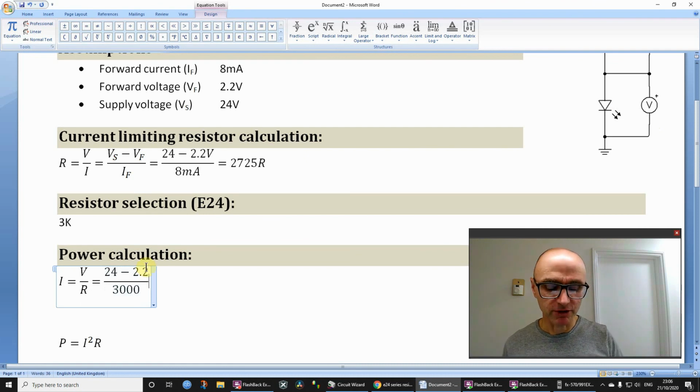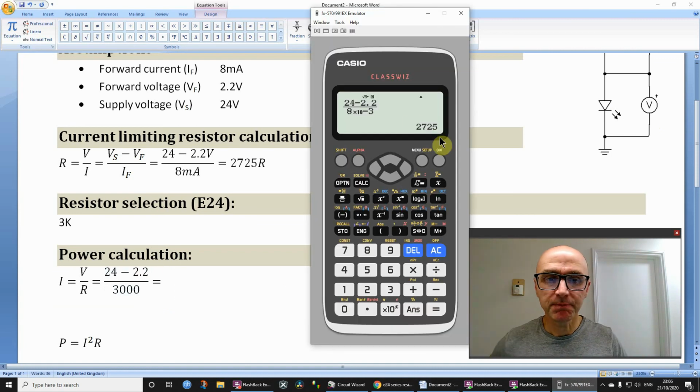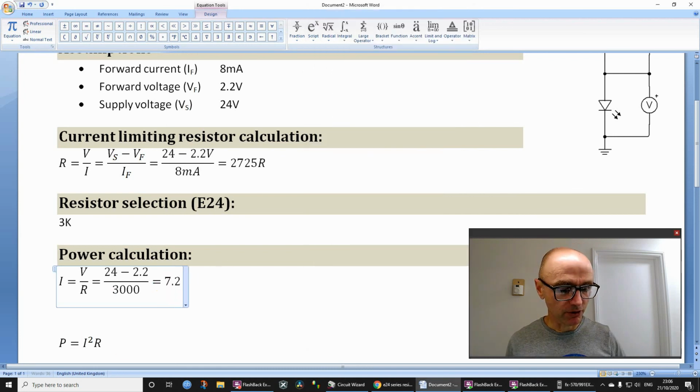You might want to put some units to this, I'm rushing along now. So let's clear all, then fraction. You do 24, if you want to do it long-winded, minus 2.2, then go down, and then 3000. There we go, 7.26, because it's times 10 to the minus 3, it's milliamps. Well, 7.27 really if you're going to round it, so 7.27 milliamps. This keyboard's a little bit sticky.